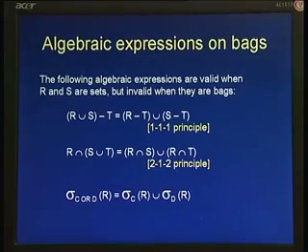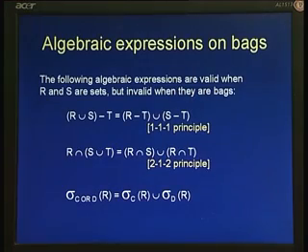Take the second expression, the distributivity over intersection and union, that is, R ∩ (S ∪ T) is equal to (R ∩ S) ∪ (R ∩ T). This is of course easily verified when R, S and T are sets. However, this does not hold when R, S and T are bags, and this can again be easily verified by considering a specific counter example, which is called the 2-1-2 principle.